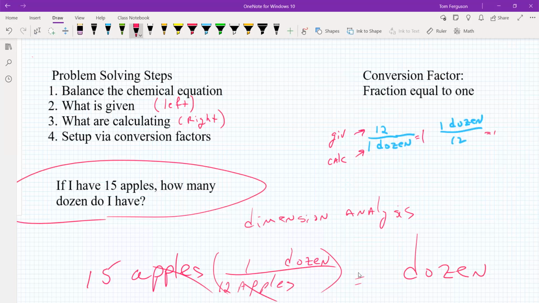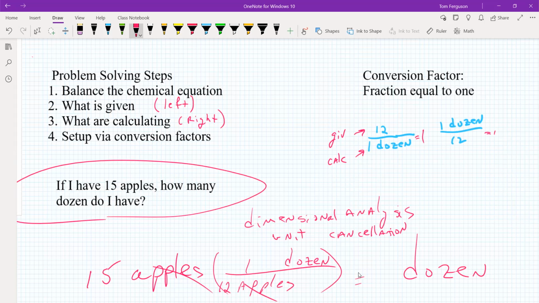This is called dimensional analysis, or unit cancellation. I like unit cancellation because it kind of says what you're trying to do.